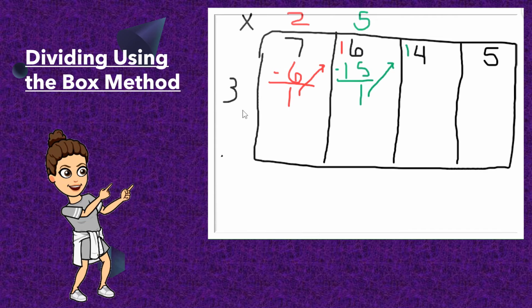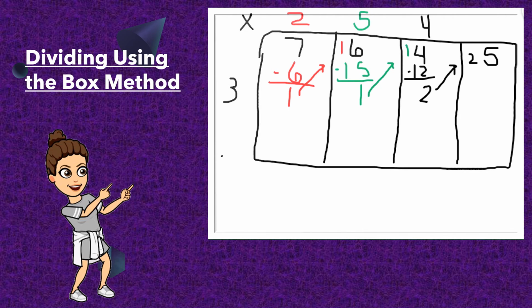So we ask ourselves, how many 3's will divide into 14? That would be 4. 4 times 3 is 12. And the difference between 14 and 12 is 2. So a remainder of 2 comes up here and gets placed next to the 5, and that becomes a 25.